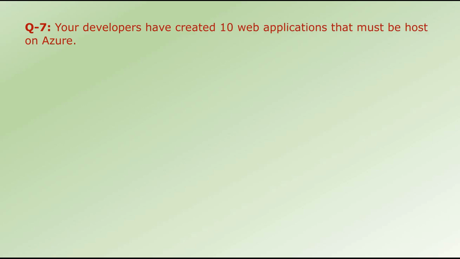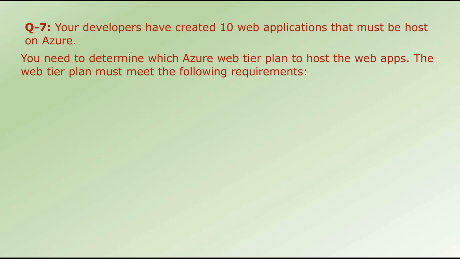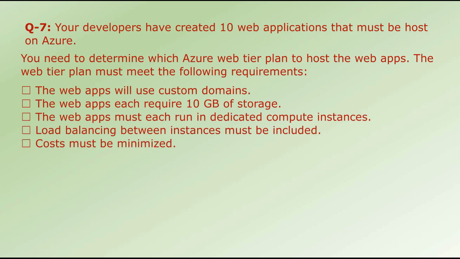Question number 7. Your developers have created 10 web applications that must be hosted on Azure. You need to determine which Azure web tier plan to host the web apps. The web tier plan must meet the following requirements. The web apps will use a custom domain. The web apps each require 10 GB of storage. The web apps must each run in dedicated compute instances. Load balancing between instances must be included. Cost must be minimized.